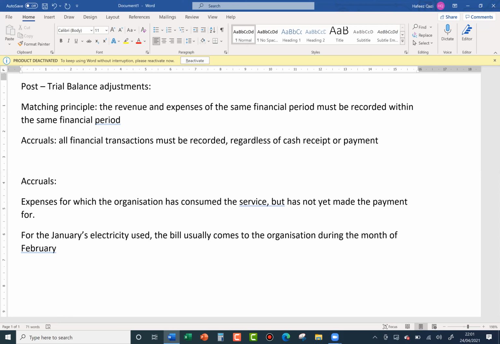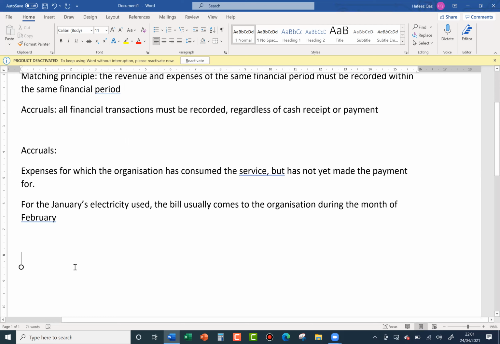Again, another example. For example, what happens to the salaries of the staff? A number of times it happens that staff works for the current month, but their payment may be made on the first of next month or second month and so on. Now, as far as the accounting concepts are concerned, at the end of the financial period, we must recognize any impact of the transactions in the financial statements, whether we have paid for them or we have not paid for them. If the service has been received, we must record them.